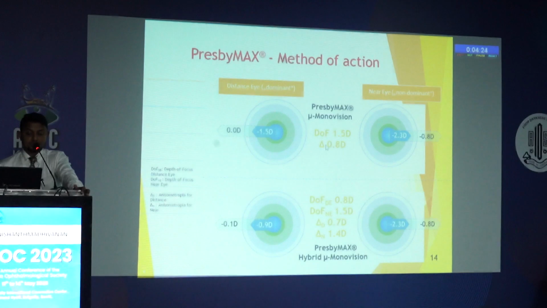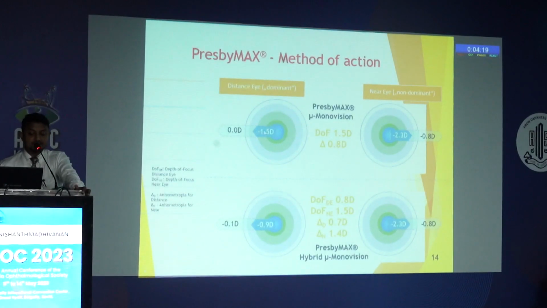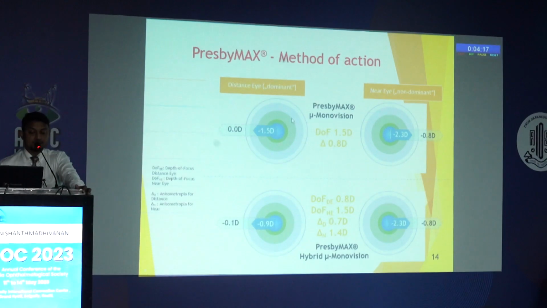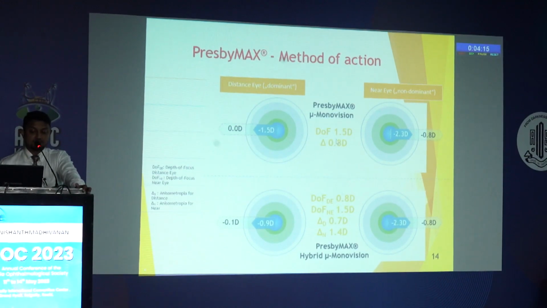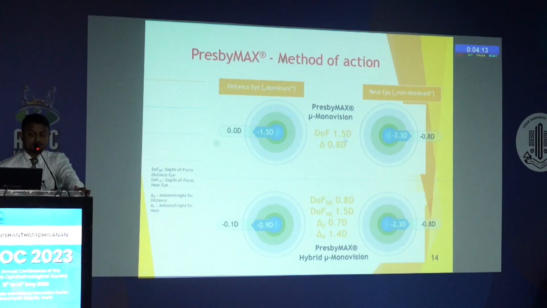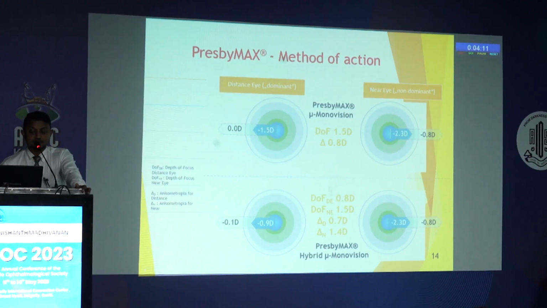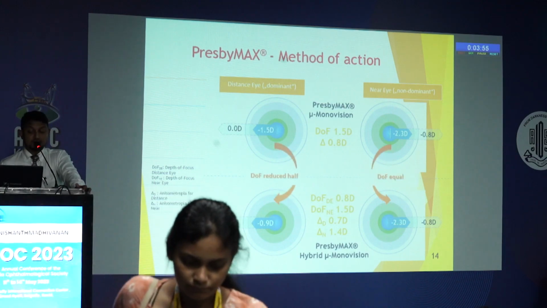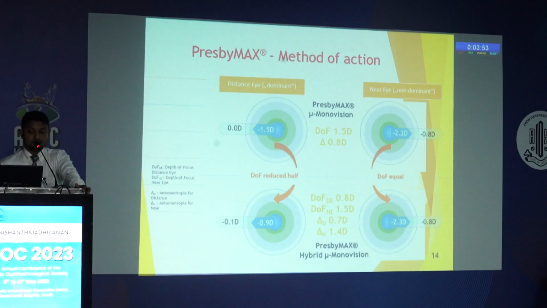From micro monovision, what happened? They brought in the hybrid monovision. Then they realized that this also didn't have too much depth of focus. For distance it is 1.5 and for near it is 0.8. When they brought in the hybrid for micro monovision, the depth of focus for distance is around 0.7 and for near around 1.4. In the same way, they reduced it to half for the dominant and non-dominant eye.